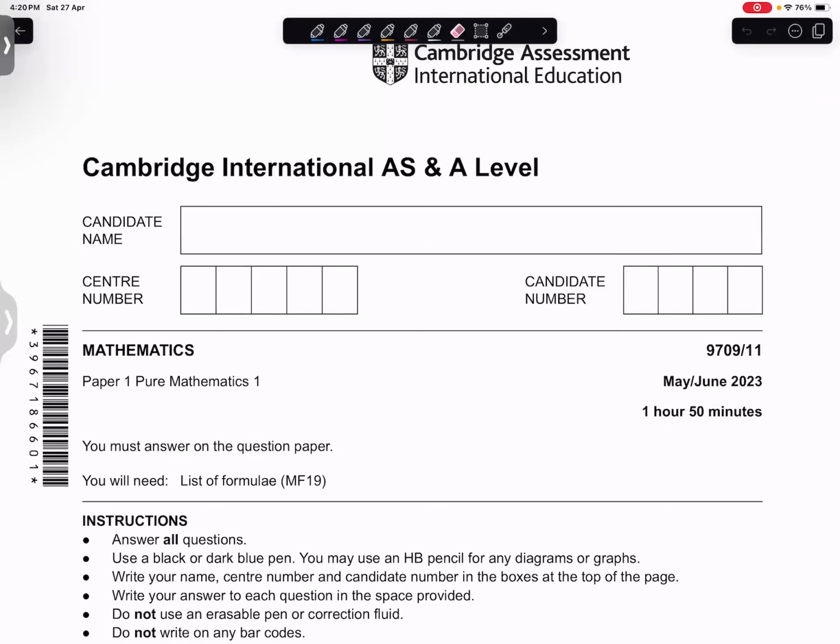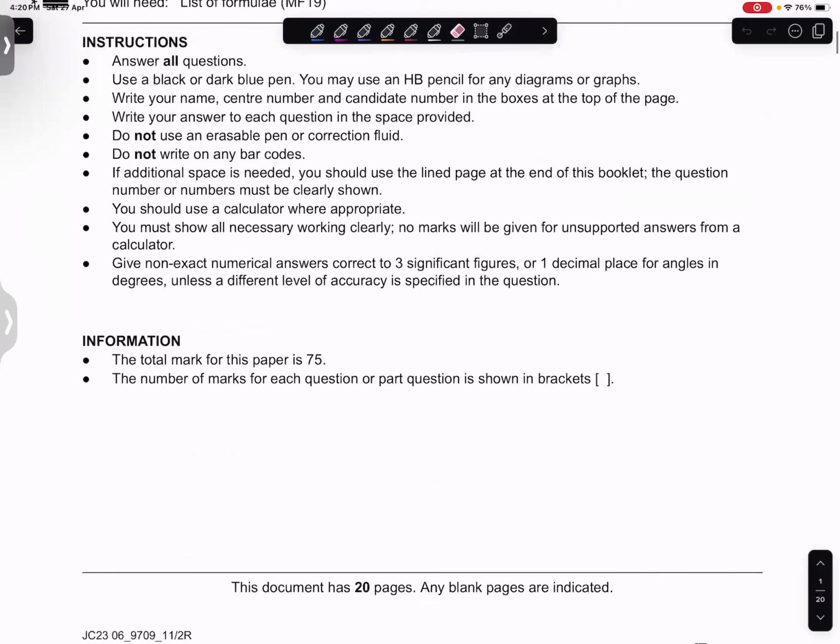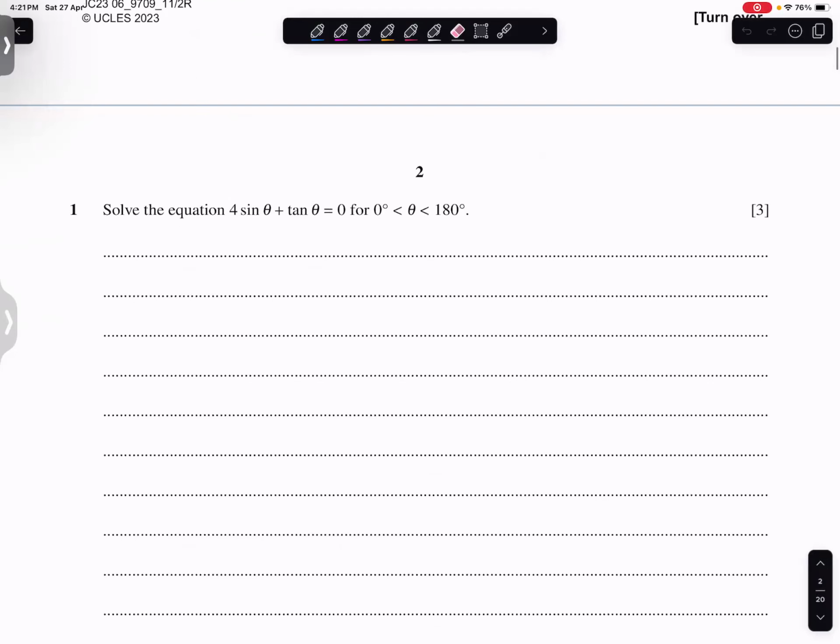Okay. So this is the first paper, May, June 1. Solve the equation 4 sin theta plus tan theta equals 0.